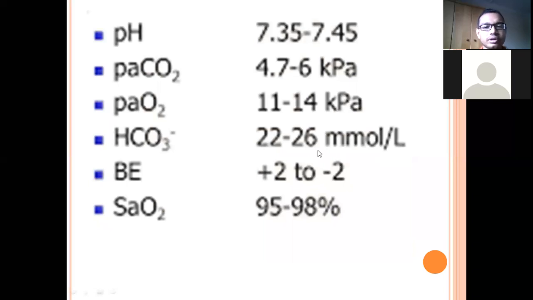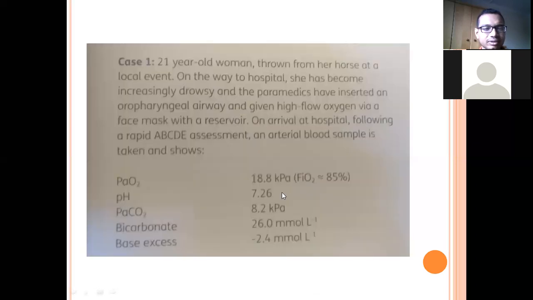Even though that's slightly towards negative 2.4, it's okay. It's 2 point something, so we can think of it as normal. So the diagnosis here is, yes, you're right, that's respiratory acidosis.